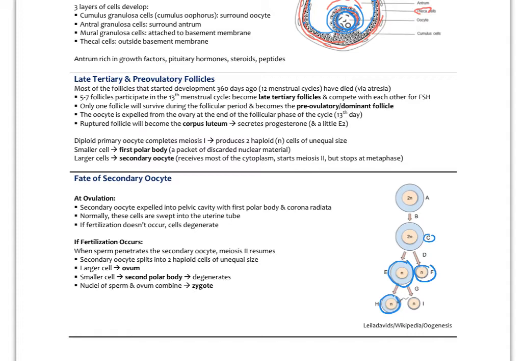When the sperm and the ovum combine, we form the zygote. And the smaller one becomes a secondary polar body which degenerates. So that's complicated, and that's because meiosis is complicated there. We're having chromosomes, so we're creating more of these different structures. So that is kind of the overview of folliculogenesis in a nutshell.